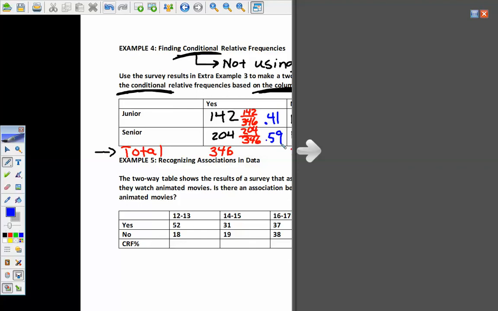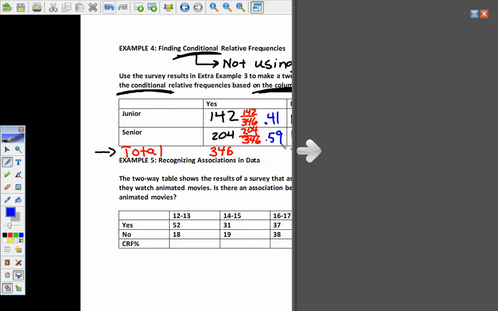Hey, quick question, guys. What do 0.41 and 0.59 add up to, going up and down in conditional relative frequency? 1. Okay, what this means is this: of the 346 students planning on college, what percent of them are juniors, and what percent are seniors? 41 and 59. That makes sense to you?